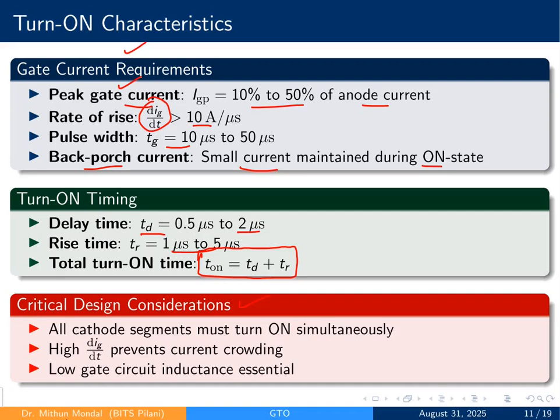Critical design consideration: all cathode segments must be turned on simultaneously, and there is a high ratio of di by dt in the gate, which will prevent current crowding. Low gate circuit inductance is very essential.